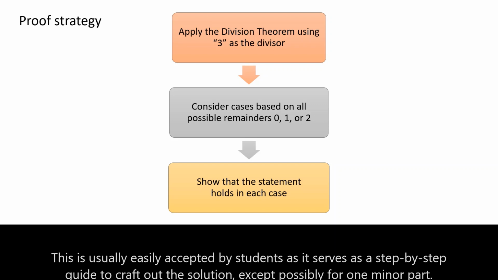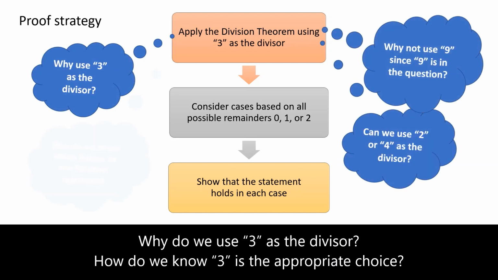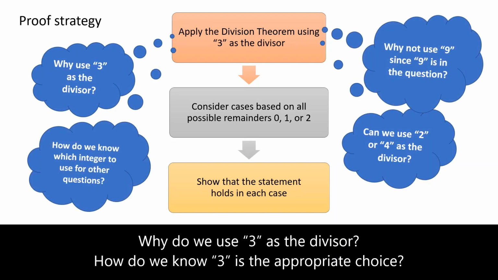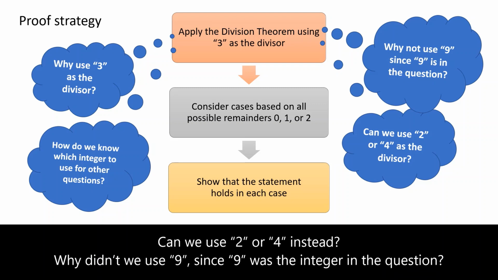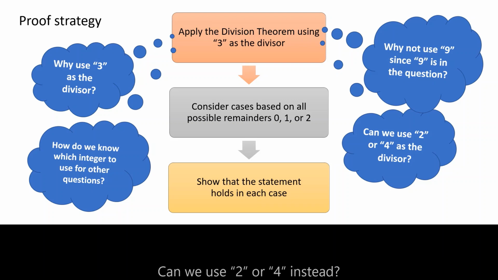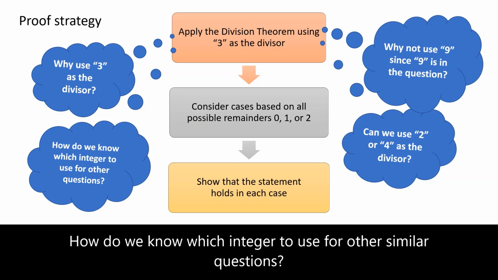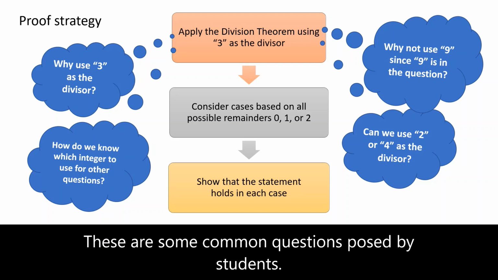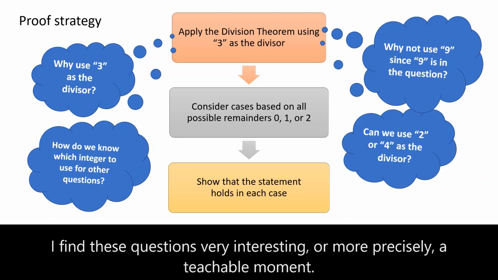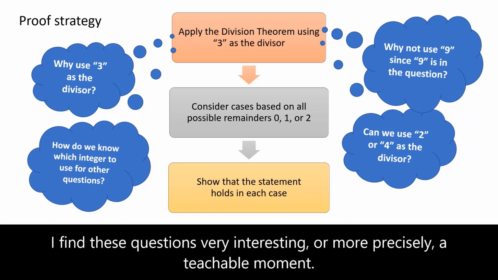Why do we use 3 as the divisor? How do we know 3 is the appropriate choice? Can we use 2 or 4 instead? Why didn't we use 9 instead, since 9 was the integer in the question? How do we know which integer to use for other similar questions? These are some common questions posed by students. I find these questions very interesting, or more precisely, a teachable moment.